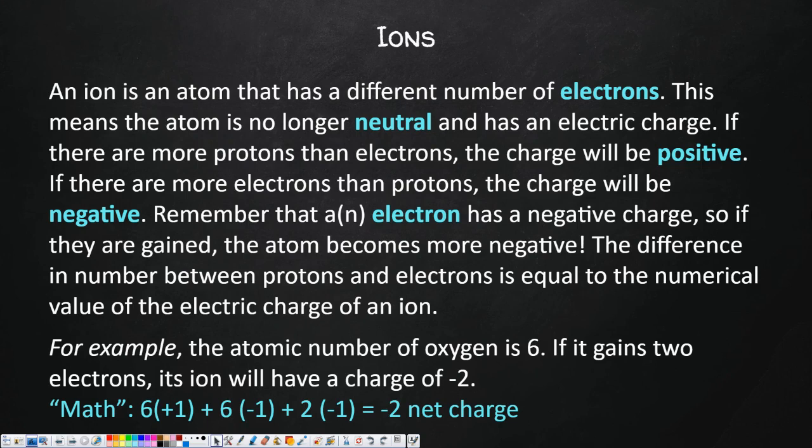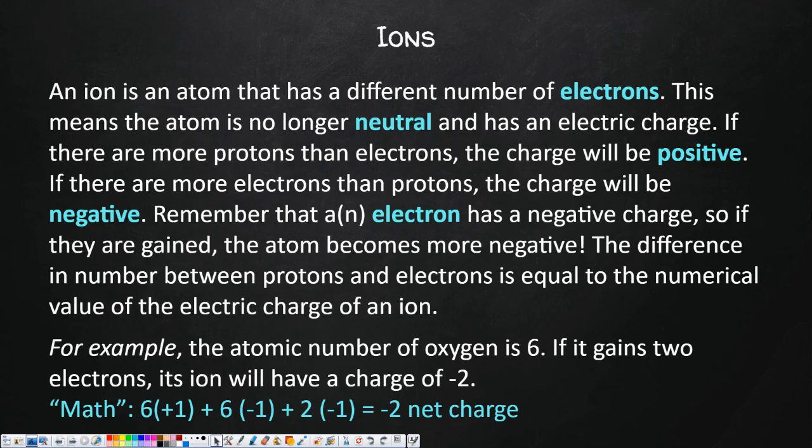So this means the atom is no longer neutral and will have a charge. If there are more protons than electrons, the charge will be positive. And that's because I have more positive charges than negative charges. And if there are more electrons than protons, the charge is going to be negative. So just a reminder, we've talked about it just a second ago. Electrons have a negative charge and protons have a positive charge.